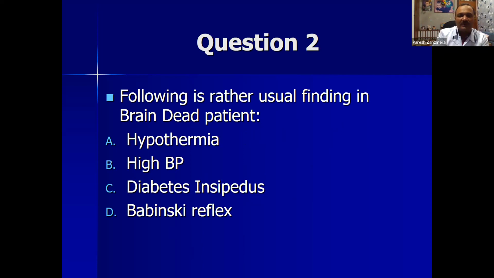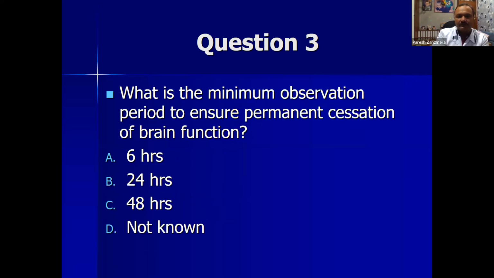So I've got some questions. Which of the following is a rather unusual finding in a brain death patient? What is your guess? Hypothermia, high blood pressure, diabetes insipidus, or Babinski sign. Anybody wants to attempt? Okay, so it's diabetes insipidus, right?